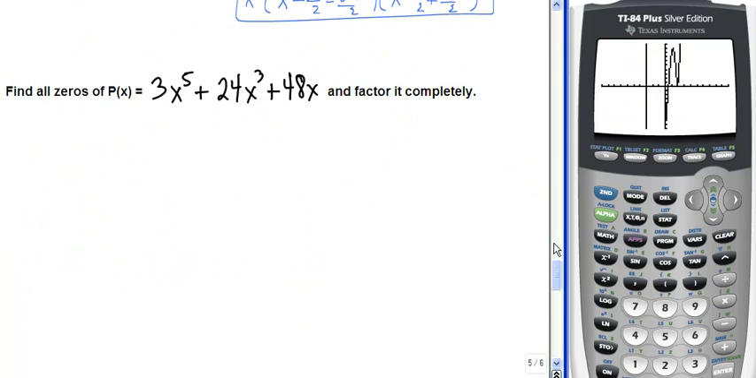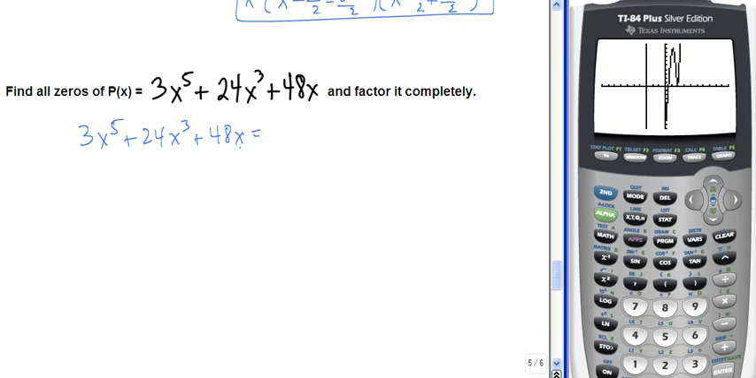Okay, let's try another one. 3x to the fifth plus 24x cubed plus 48x, factor it completely. So I'm going to start with this fifth degree polynomial, and I'm going to try to factor it as much as I can first and then pull out the algebra when I need to.